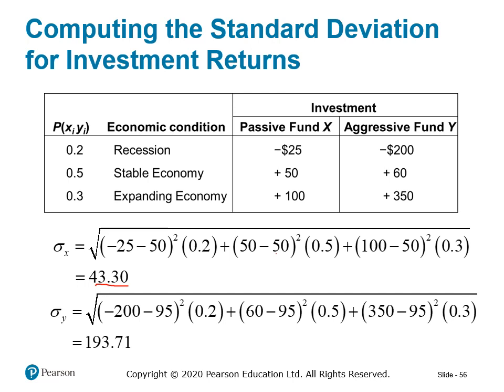For Y, I know that the expected value is going to be 95. So in a recession, I lose 200.